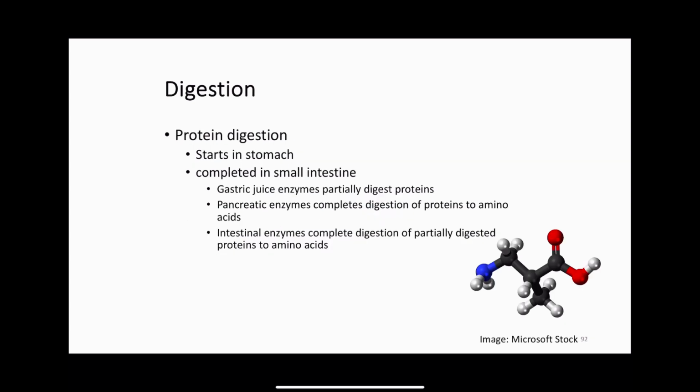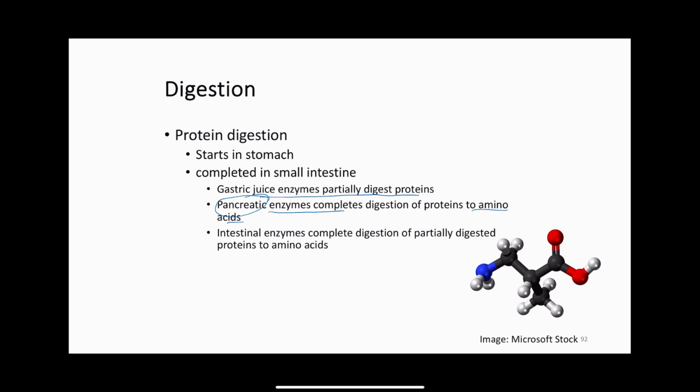Protein digestion doesn't happen in the mouth. It starts in the stomach. That digestion will be completed in the small intestine, utilizing more structures and enzymes. Gastric juice enzymes will partially digest the proteins. Pancreatic enzymes, so the pancreas has a big role in digestion aside from the pH, focus on digesting proteins and turning them into amino acids.